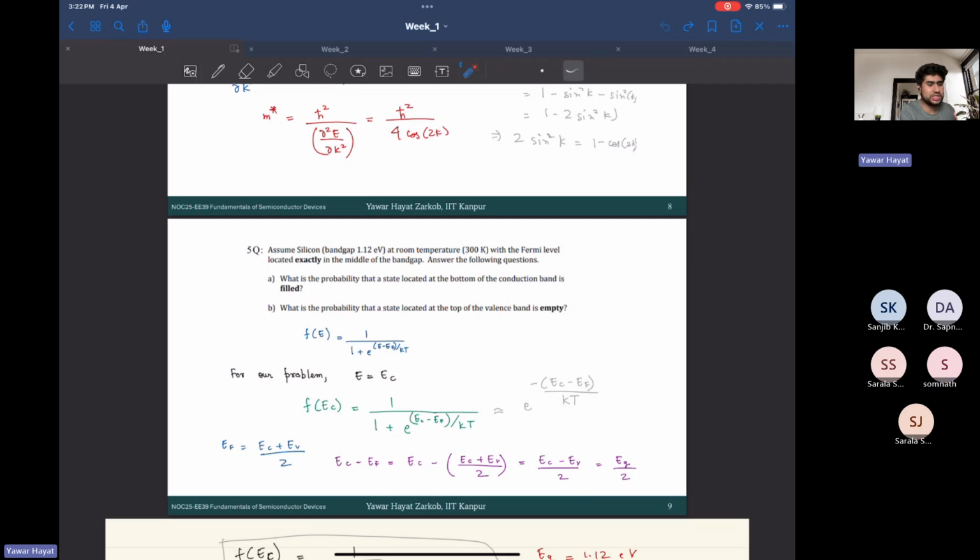If I put E equal to EC, why? Because we are being asked about the probability of the state located at the bottom of the conduction band. So if I put E equal to EC, my F of EC would be this. Do you agree? Yes, sir. And I can approximately write this as this, because I can assume that this particular term is way greater than 1. And if I assume so, it would be approximately equal to exponential of minus (EC minus EF) by KT.